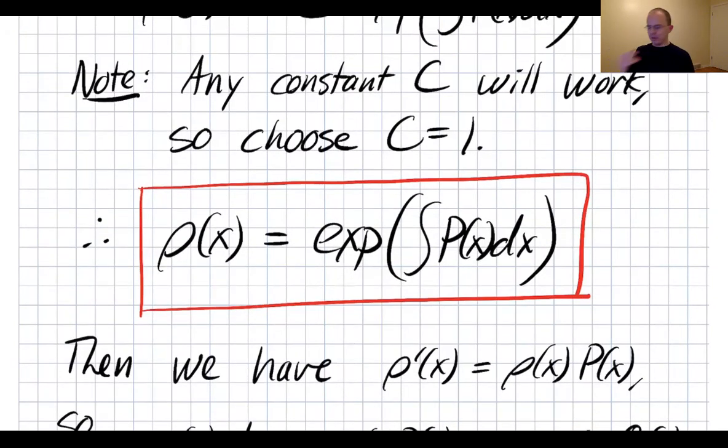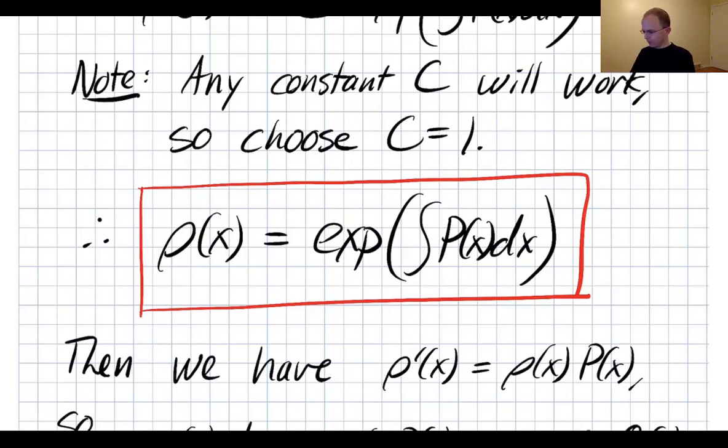So there it is. And it's actually a very simple formula. We just take that p of x function, we integrate it, and then we take the exponential, and that gives us our function rho.